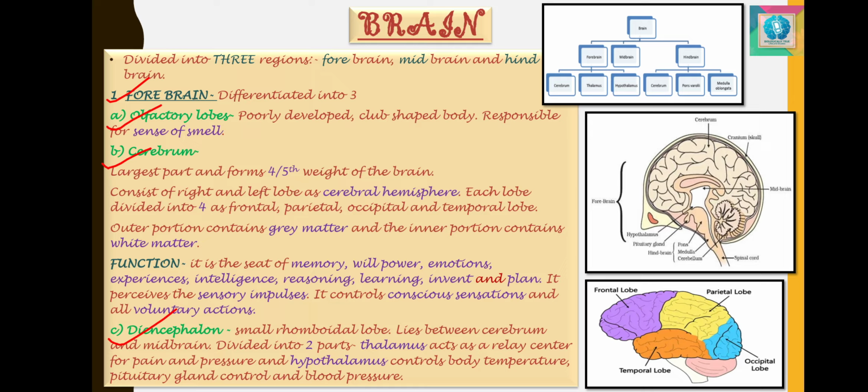The diencephalon is a small rhomboidal lobe completely covered superiorly by the large cerebrum but visible from the inferior side as a small area. It lies between the cerebrum and midbrain. The diencephalon is further distinguishable into two parts: thalamus and hypothalamus. The thalamus acts as a relay center for pain and pressure impulses to the cerebrum. The hypothalamus controls body temperature, the pituitary gland and blood pressure.